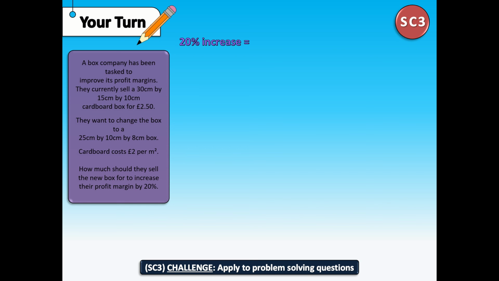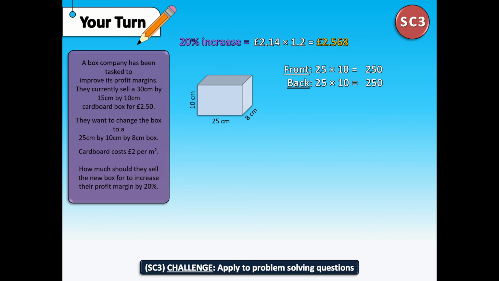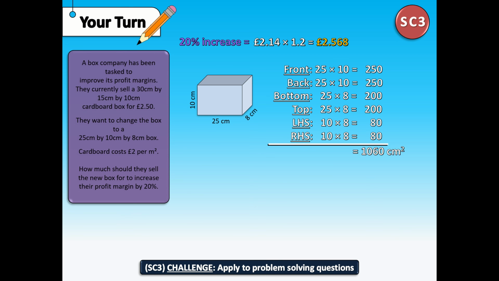Now if we want to increase the profits by 20%, to increase by 20% we times by 1.2. So we now need to make a profit on the new box of £2.568. And if we have a look at the new box and find out how much it costs to make that, it's got a surface area of 1,060 centimeters squared. To convert this into meters squared, we divide by 100 squared. So it's got a surface area of 0.106 meters squared.